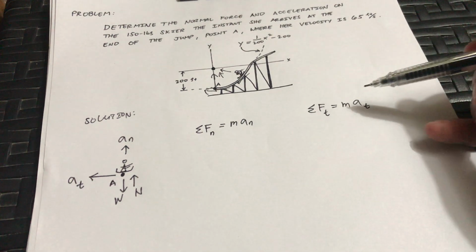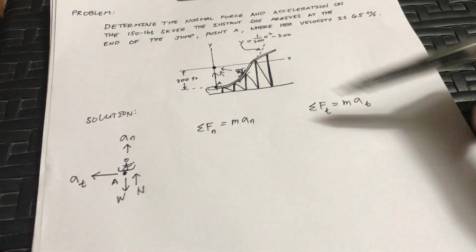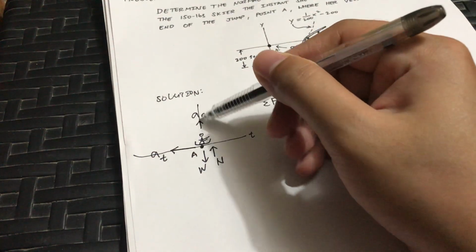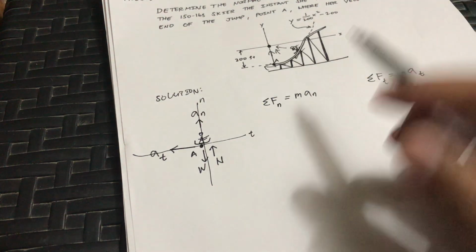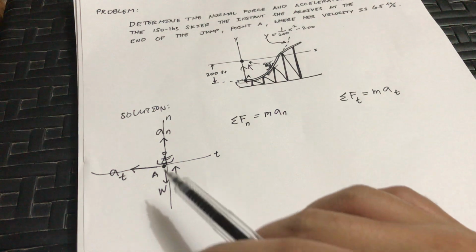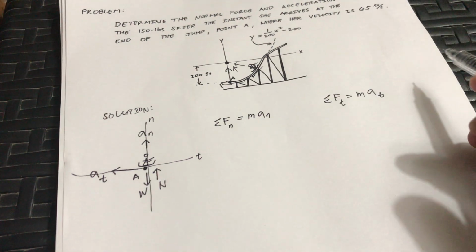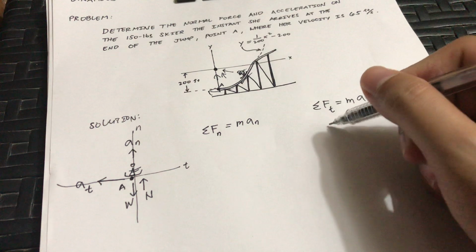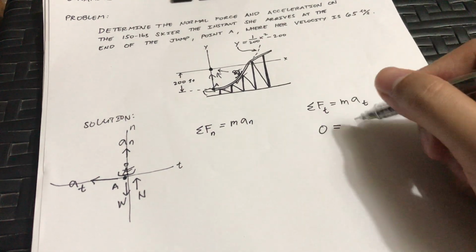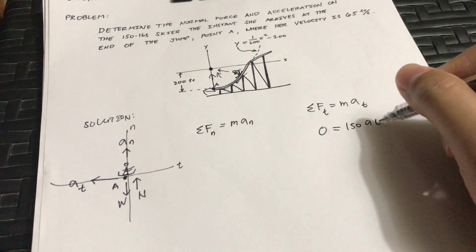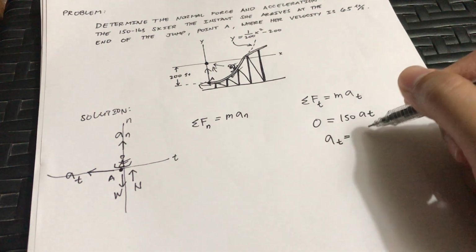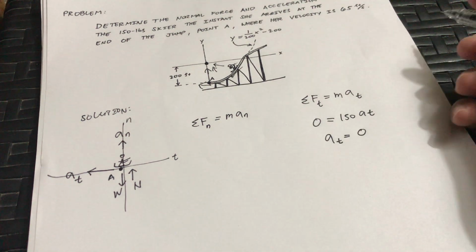Let's try and solve first the tangential axis. Along the tangential axis, we have this one. This is also the normal axis. Along the tangential axis, there are no forces, because we're only considering point A, because the problem asks for point A. So we have 0 forces for the tangential axis, equals the mass of the skier, 150, times the tangential acceleration. Simplifying, we solve that the tangential acceleration is 0.